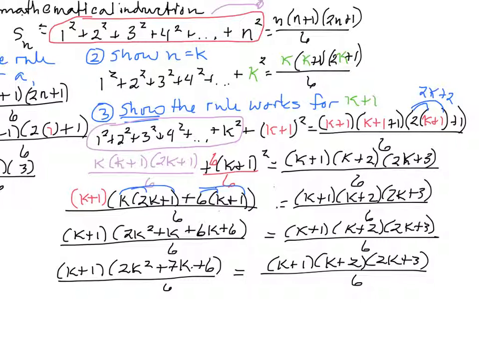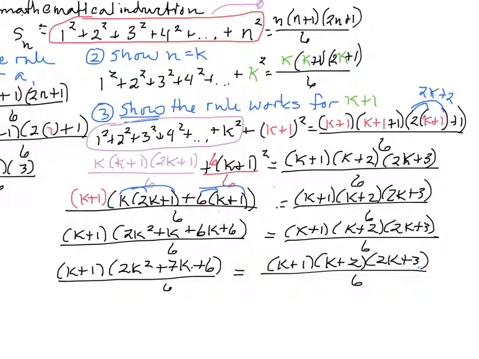Ask yourself the following question. The easiest way to do your final step is to ask yourself, obviously we both have a k plus 1. You want to double check and make sure that this foils out into this. Does it? K times 2k is what? 2k squared. K times 3 is 3k. What's 2 times 2k? 4k. Doesn't that equal 7k? And then 2 times 3 is 6. So can't I just write this left side exactly like the right side and be done?